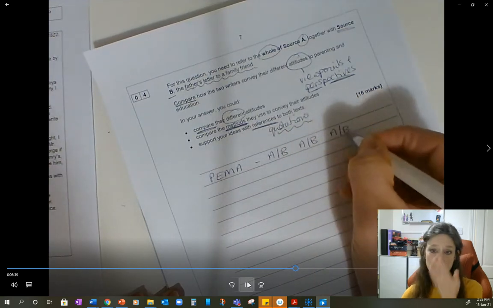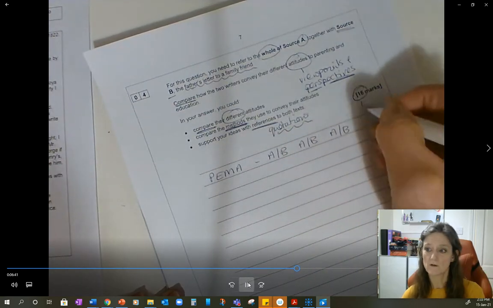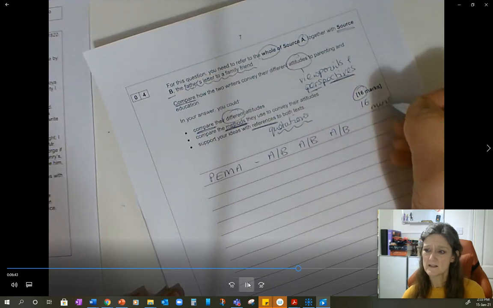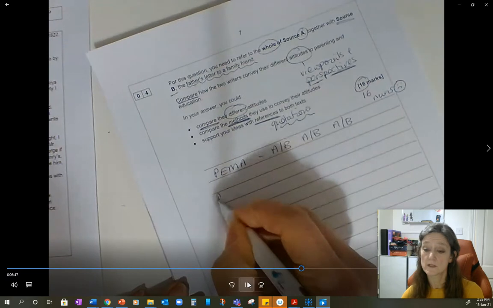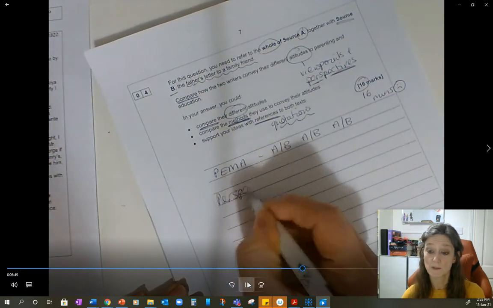This is so confusing. This is the most difficult question out of all of them. 16 marks, 16 minutes. I'm not happy about that, but I've written it there. Just 16 minutes to answer this question. It takes a bit of planning too.